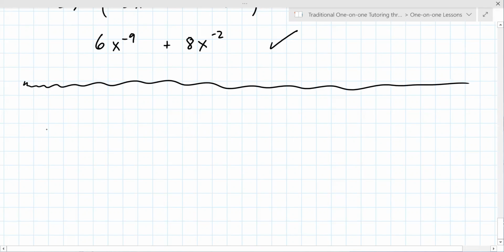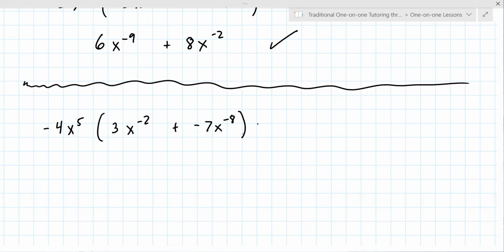Division? Yes. Okay, so negative 4x^5 times 3x^-2 plus negative 7x^-8. Let's do that one right there. And then I'll move on to division after you get this right.